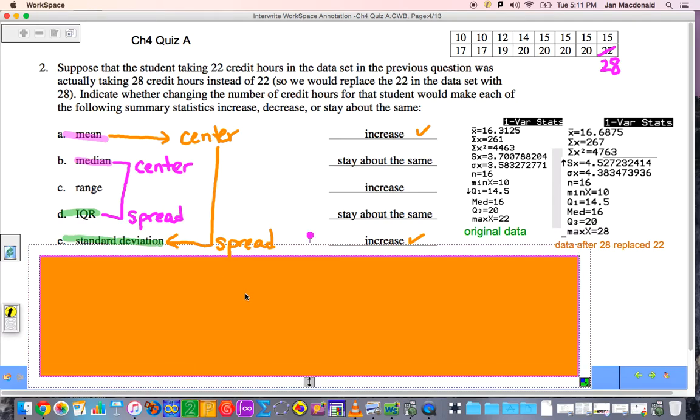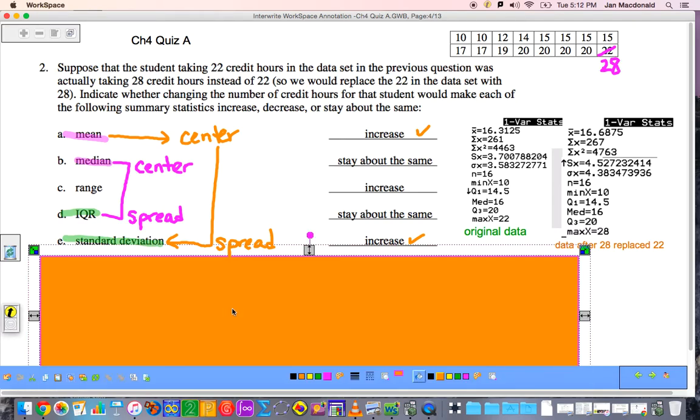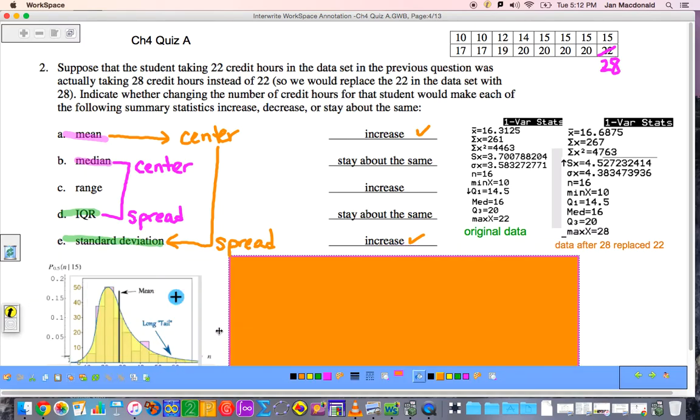So again, when talking about distributions, we want to talk about shape, center, and spread. So let's look at a couple of distributions. Let's take a look here.